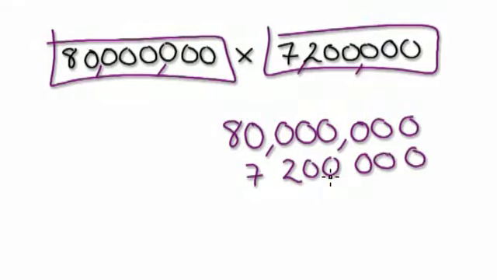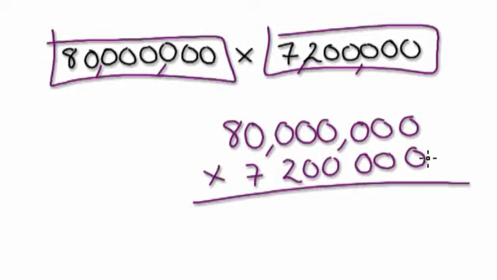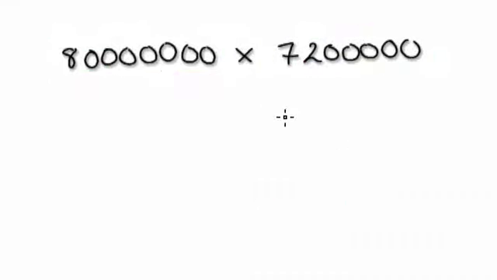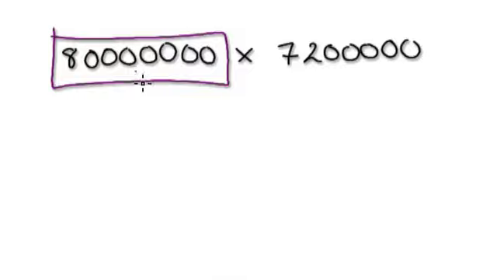7,200,000,000. You could do this: 0 times 0 is 0, 0 times 0 is 0, 0 times 0 is 0. You could do this here. You could do your standard multiplication. But the thing is, it takes a long time. So what you do, you convert this number into standard form.